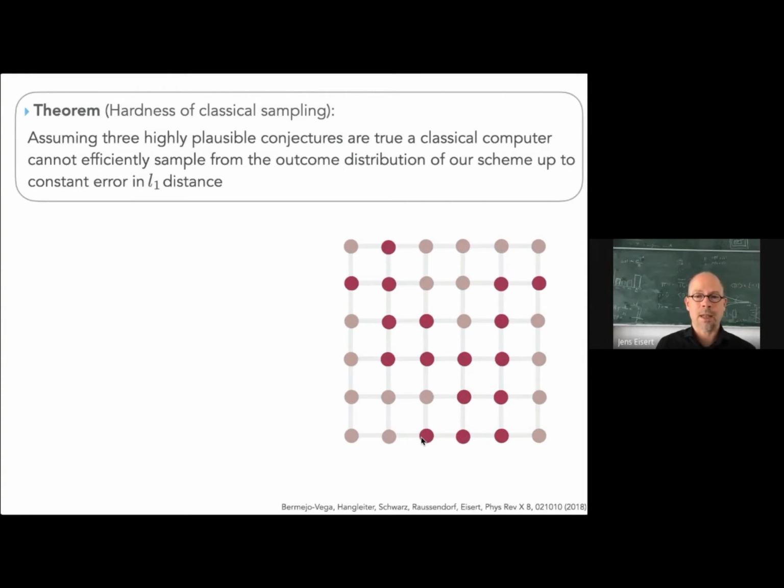It's still a quantum supremacy scheme. There is a theorem of the hardness of classical sampling, assuming 3 highly plausible conjectures that are true on classical computers, that a classical computer cannot efficiently sample from the output distribution up to a constant error in the L1 distance. So in the same way as before, it's a quantum advantage scheme that you cannot do on classical computers, but can do on this thing. But a product state, 1 unit of time of evolution, and you sample things out.